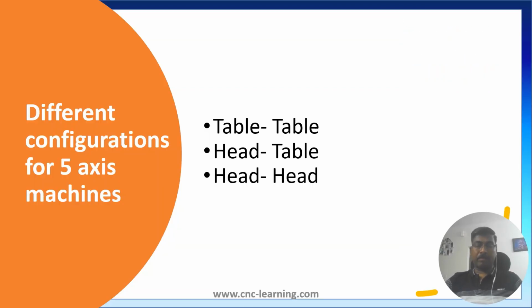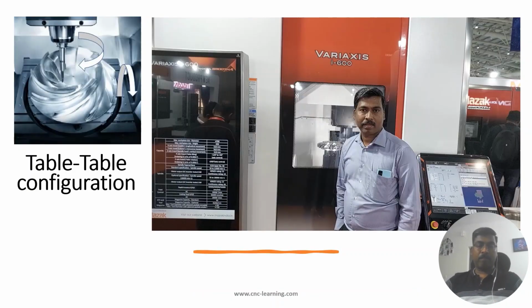Now we will look at different configurations of 5-axis machine. Based on the two rotary axes, it is configured as table-table, head-table, and head-head. First, we will look at a machine with table-table configuration. So you can see in the picture the rotary axes. Both the rotary axes are configured on table. That is why it is called table-table configuration.